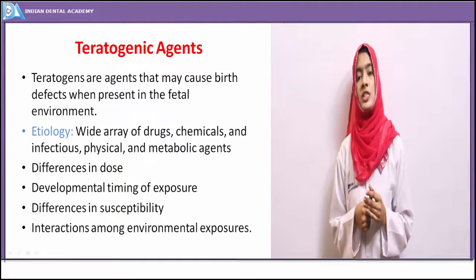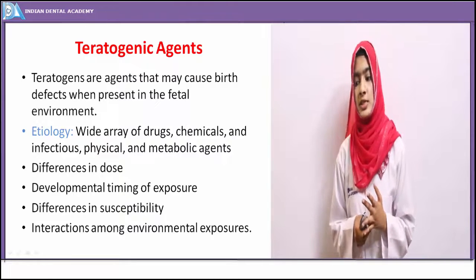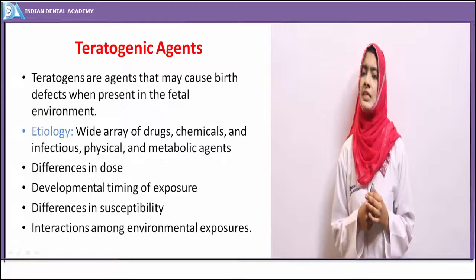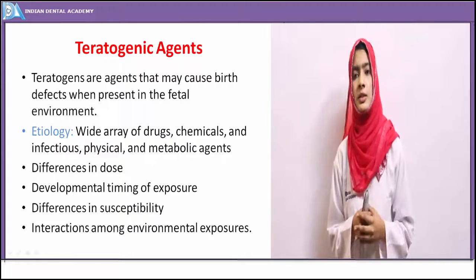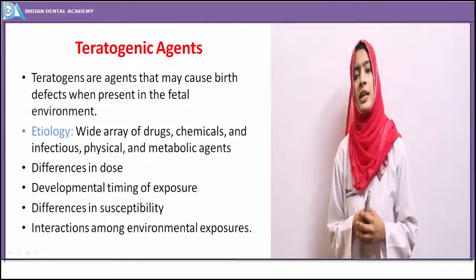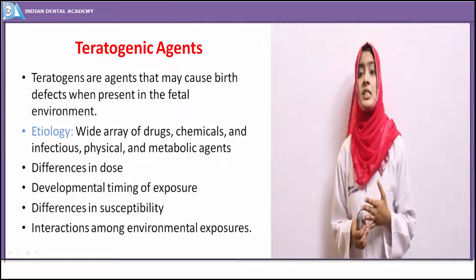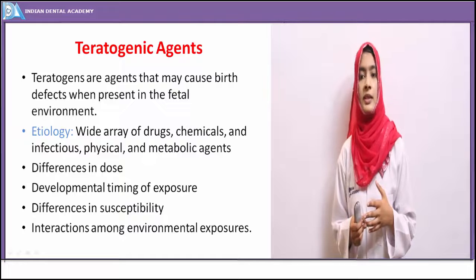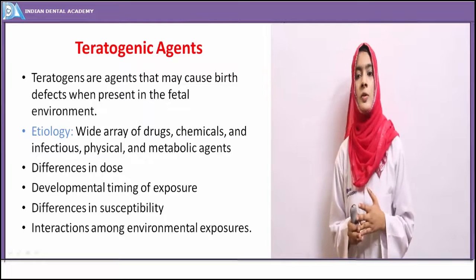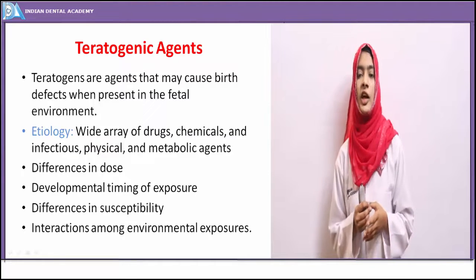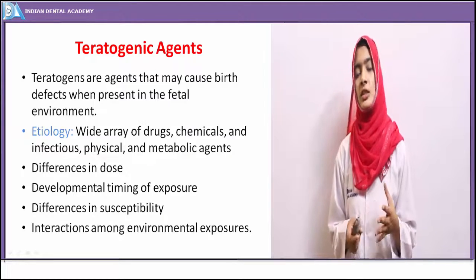Teratogens are agents that may cause birth defects when they are present in the fetal environment. The uterus or the fetus is extremely sensitive to any infection present in the mother and to any drug taken by the mother. So the fetus takes up the drug or infection and shows birth defects. What drugs are responsible for causing these developmental malformations? It was earlier proposed that thalidomide is one, and phenytoin, diphenylhydantoin. These have been associated with characteristic birth defects in children.